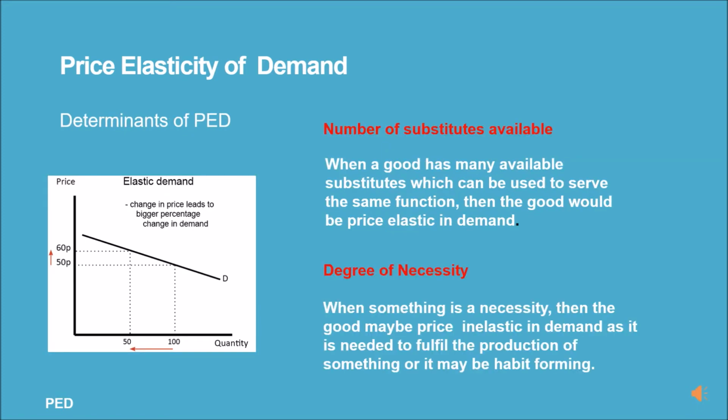Number of substitutes available. When a good has many available substitutes which can be used to serve the same function, then the good would be price elastic in demand. Degree of necessity. When a good is a necessity, then the good may be price inelastic in demand as it is needed to fulfill the production of something, or it may be habit forming.